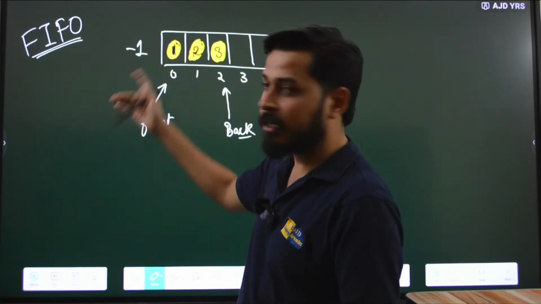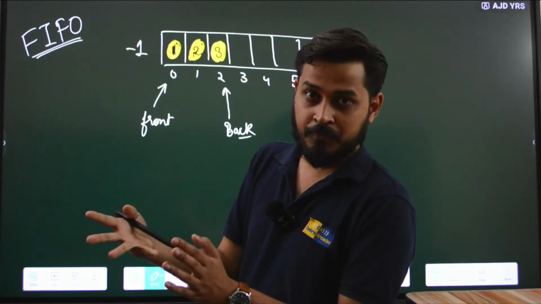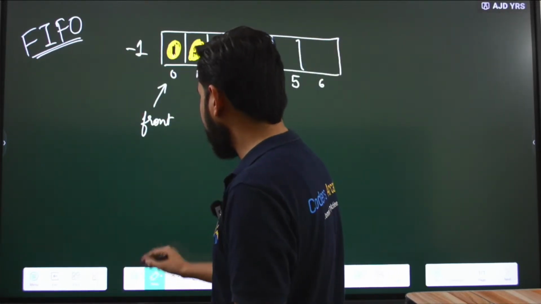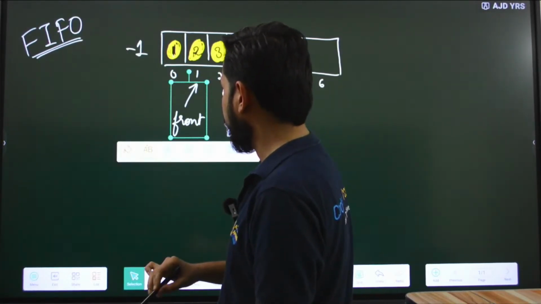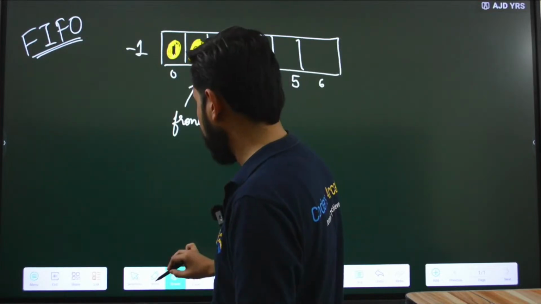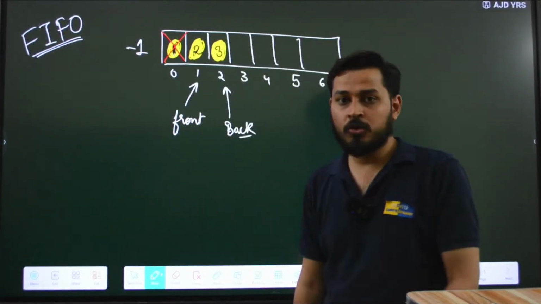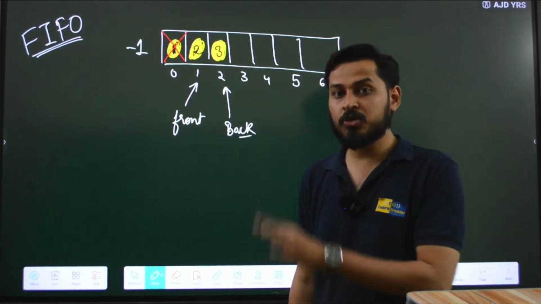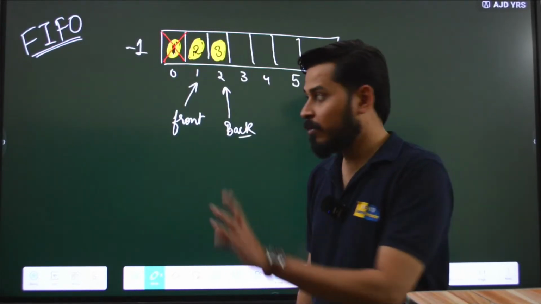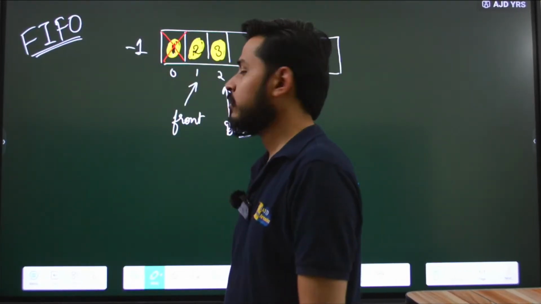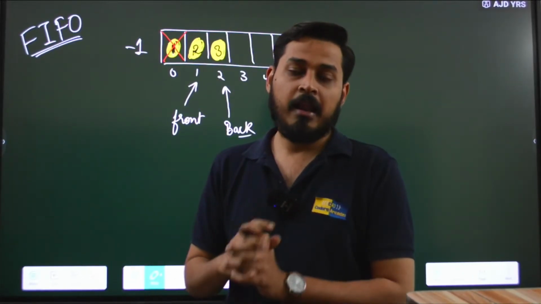Remember, this is the first element which was entered, and this should be the first element which will leave the array. And to do that, I can say front plus plus, and this element got deleted. So with the help of this front concept, I was able to delete that one. The element which got entered first left the array first.